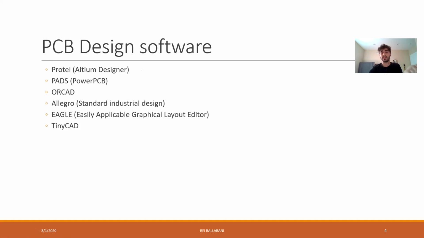And then we have Allegro. Allegro is supposed to be the standard industrial design. So basically, whenever maybe, I don't know, the clock that we have on the wall, it just has a simple chip or a simple PCB on the back, and that's how basically in the industry we just use Allegro.